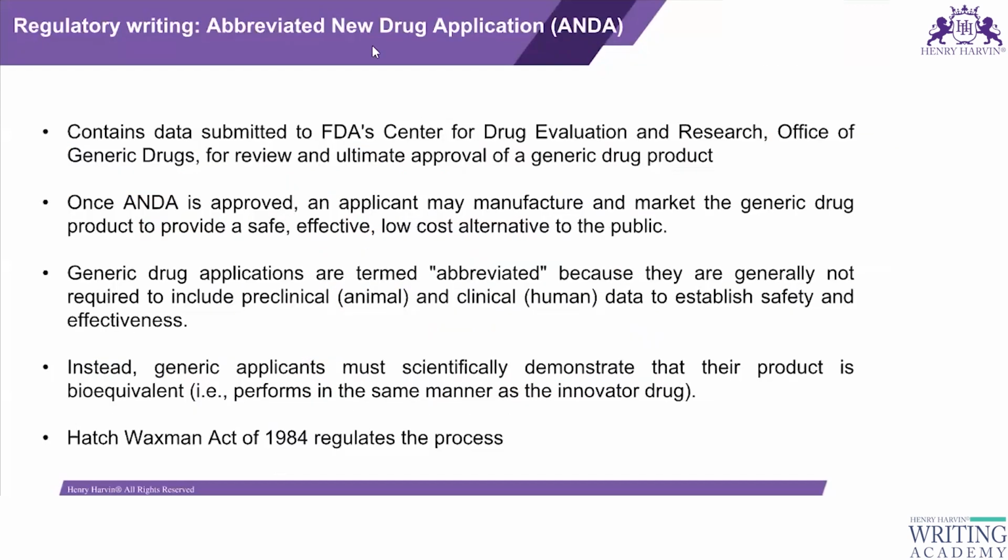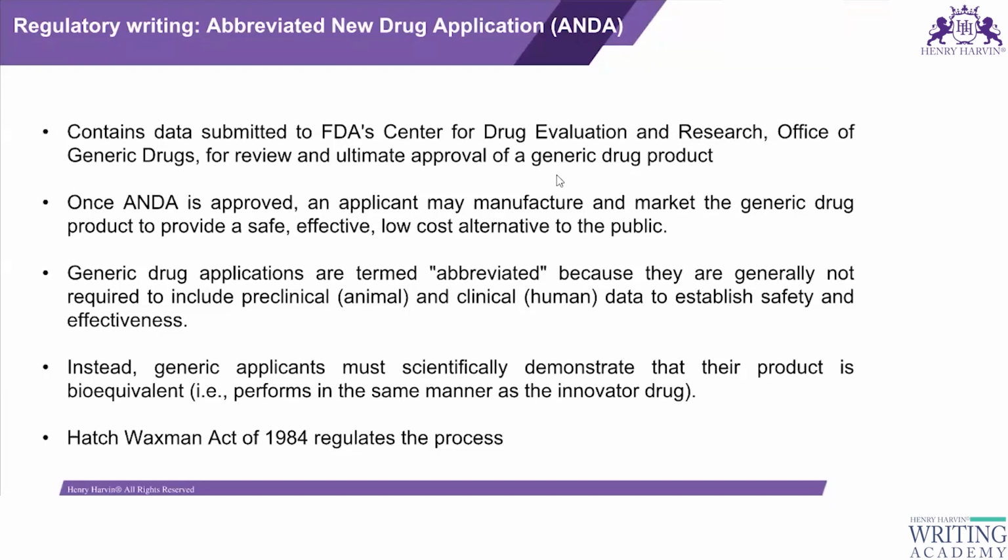Then after that, ANDA is submitted. So ANDA contains the data submitted to FDA Center for Drug Evaluation and Research, Office of Generic Drugs, for review and ultimate approval of the generic drug product. It means the drug which is already available as a brand name, but now its patent has expired, and the patent generally expires in 10 to 15 years. So when the patent has expired, the drug is available to be marketed as a generic drug.